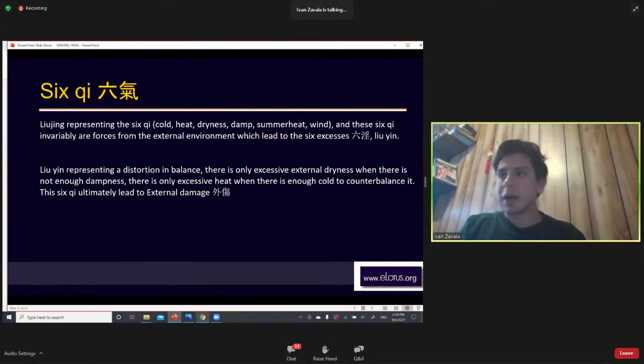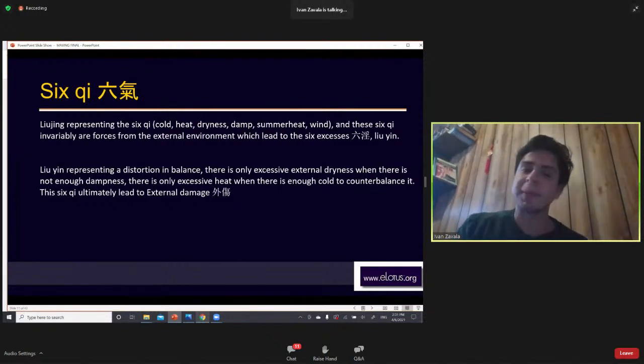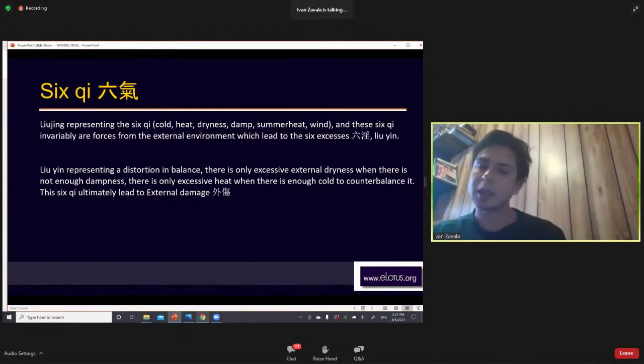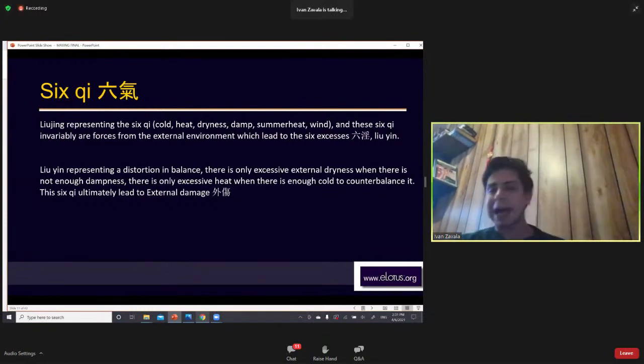We know that men, for example, if they sit in places that are too hot, that reduces their sperm motility, their sperm morphological aspects, right? So their jing is supposed to be cold. So there's always some balancing aspect of physiology. It's only when there is a distortion, right? So Liu Yin represents a distortion in balance, the six excesses. There's only excessive external dryness when there's not enough dampness. There's only excessive heat when there's not enough cold to counterbalance it.